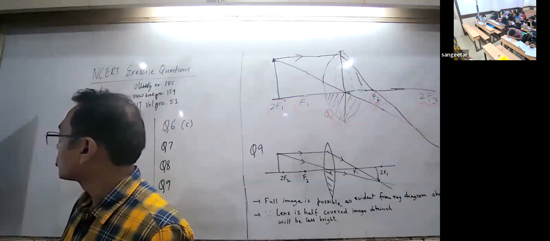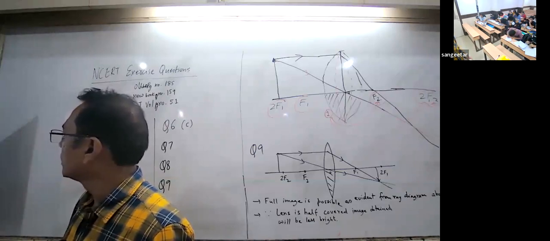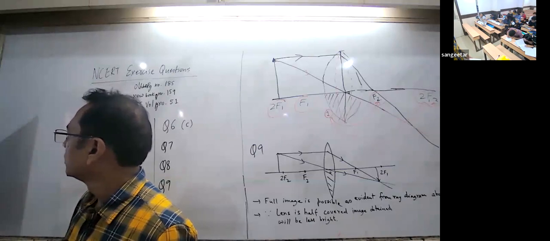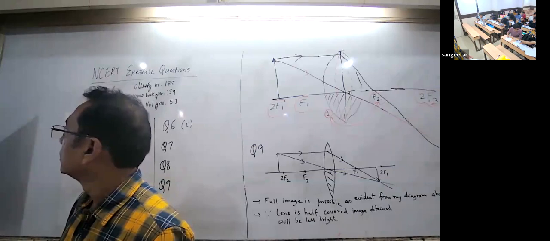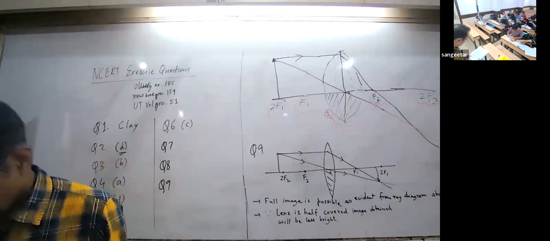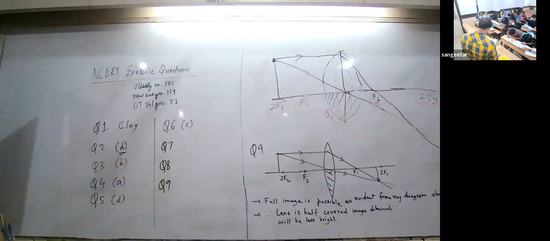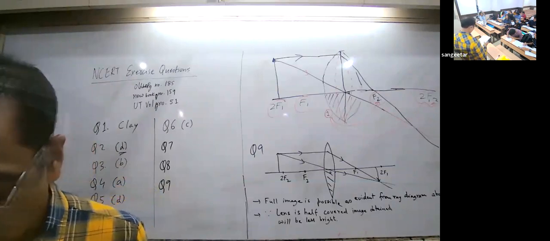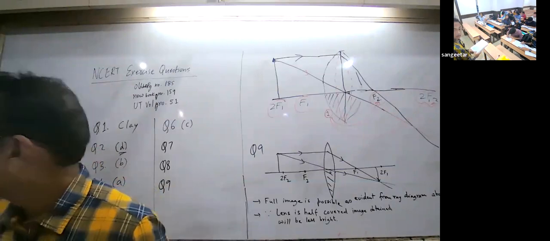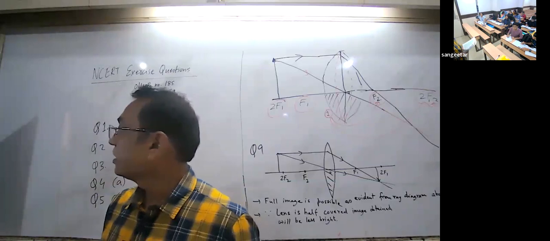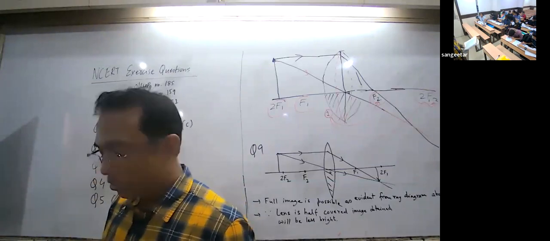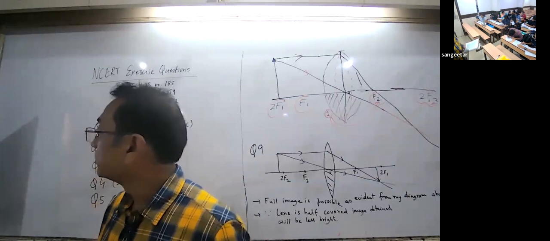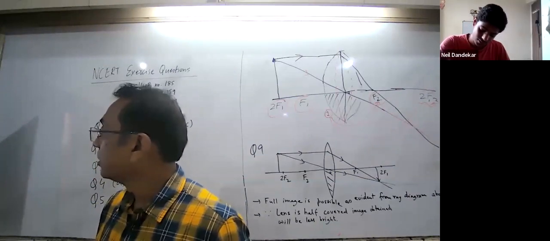Where has Anshul gone? Anshul, are you with us? I think question 10 will be done by either Pragnya or Neil. Who wants to go for it? Just a minute.